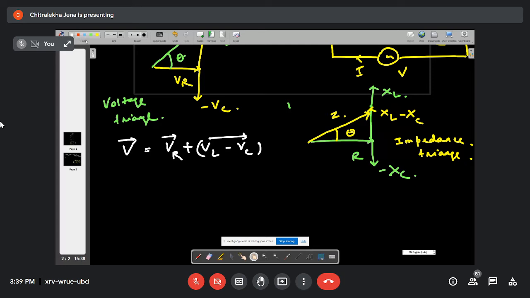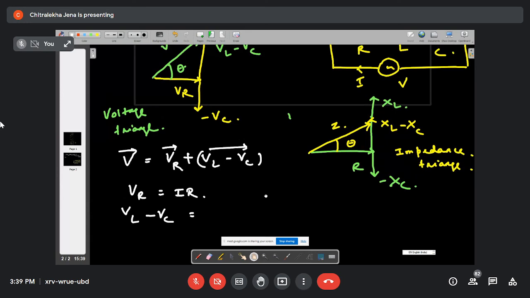So how will I write VR? VR is equal to I into R, that is IR. How will I write VL minus VC? VL minus VC will be equal to how much? Tell me first, VL minus VC is in which direction?